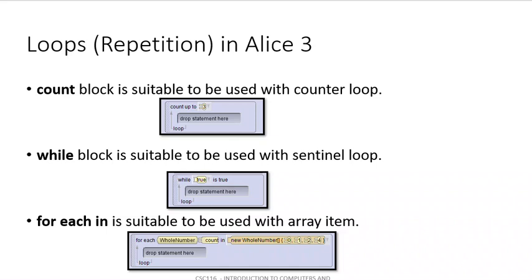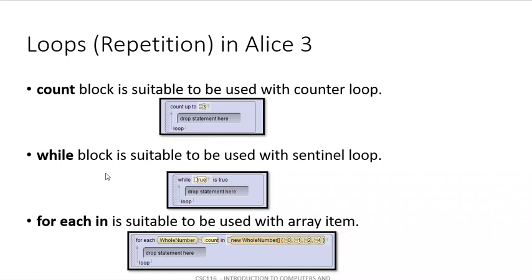Okay. The first one, count. Count block in Alice is suitable to be used with counter loop. Okay, so very simple. You drag into the coding area, and then count up to, okay, how many times you want to repeat the statement. Then you put the value. Okay, then you drop the statement. Let's say you want to print hello. Let's say you put, for example, bunny say hello. Okay, so the bunny will say hello for 3 times.